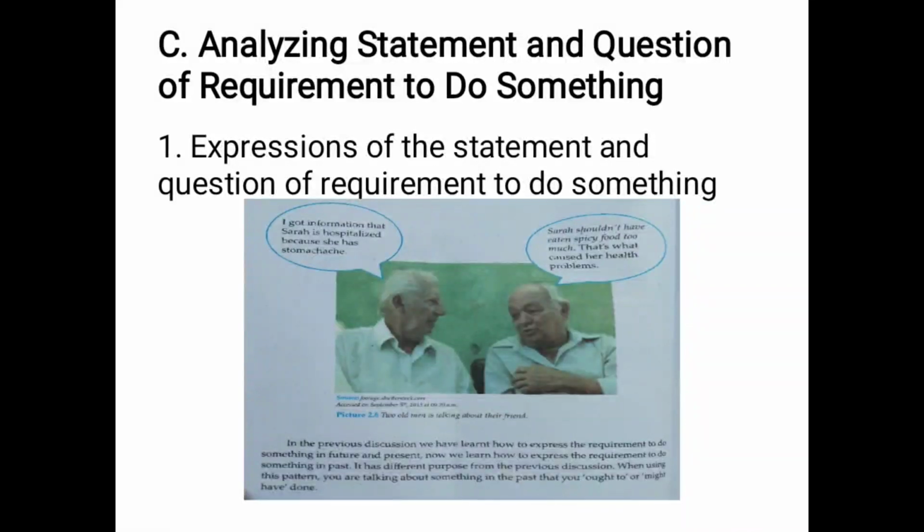Okay. In the previous discussion, we have learned how to express the requirement to do something in future and present. Now we learn how to express the requirement to do something in past. It has a different purpose from the previous discussion. When using this pattern, you are talking about something in the past that you ought to or might have done.